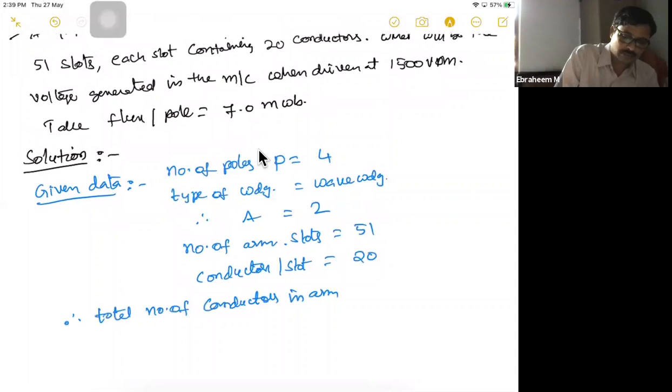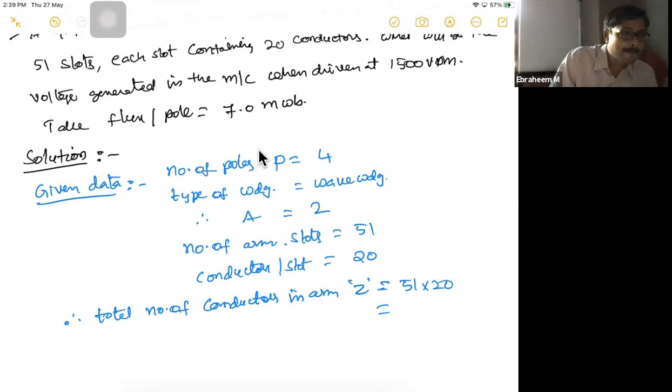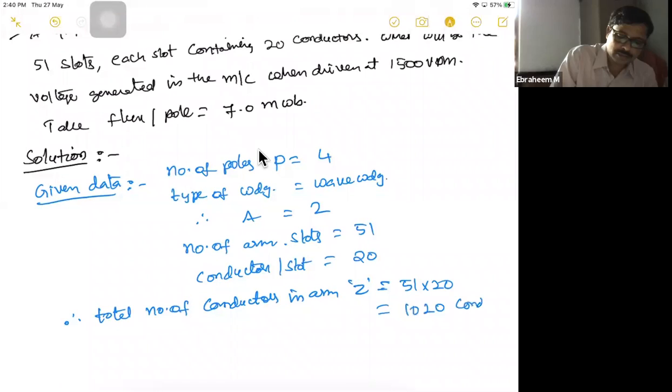In the armature, Z is equal to how many? 51 into 20. How much is it? 1020. So Z is 1020 conductors, right? Next, what is the data given? Total number of conductors is 1020.